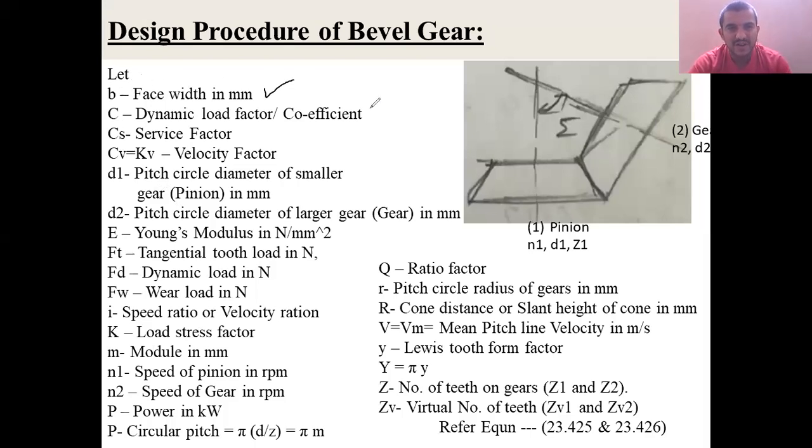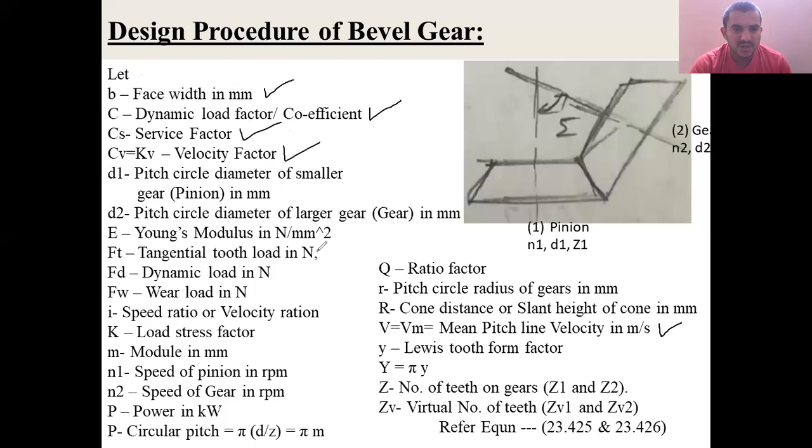C is a dynamic load factor or coefficient. C suffix a is the service factor. If the data is not given, assume medium shock, 8 to 10 hours duty per day. Kv or Cv is a velocity factor that depends upon mean peripheral velocity. As you know, the mean peripheral velocity is equal to pi dn by 60,000. And D stands for diameter, physical diameter. 1 stands for pinion and 2 stands for gear.